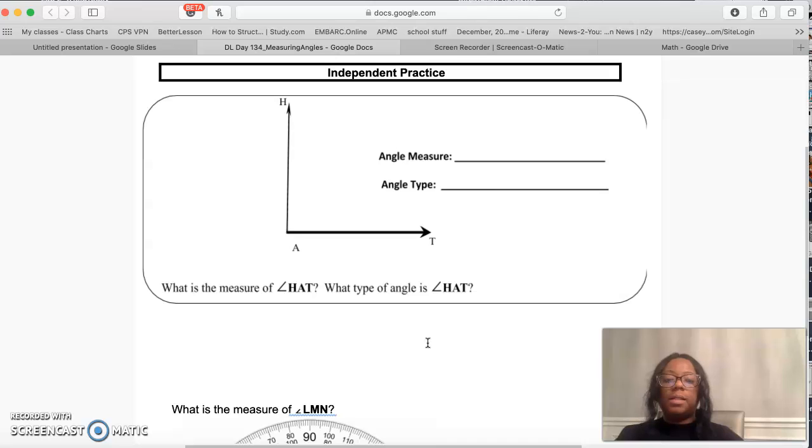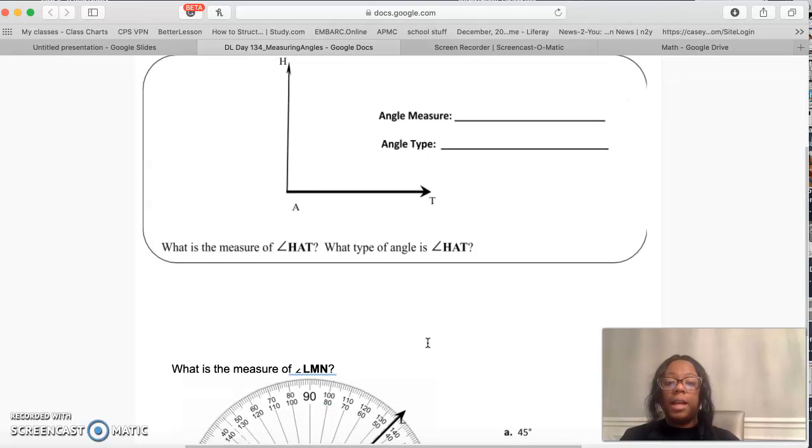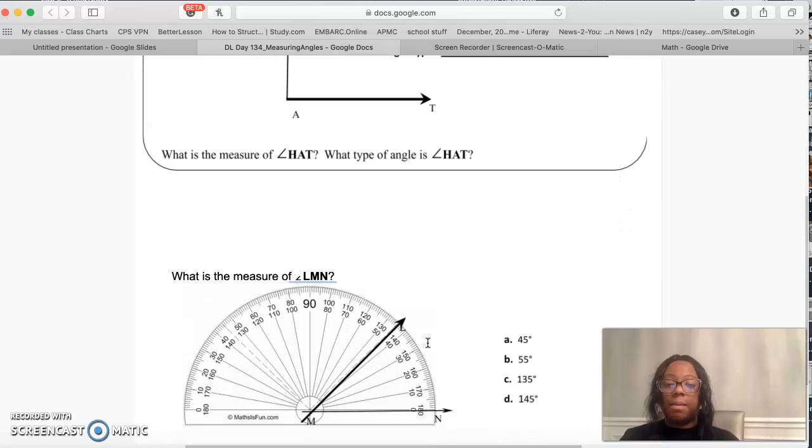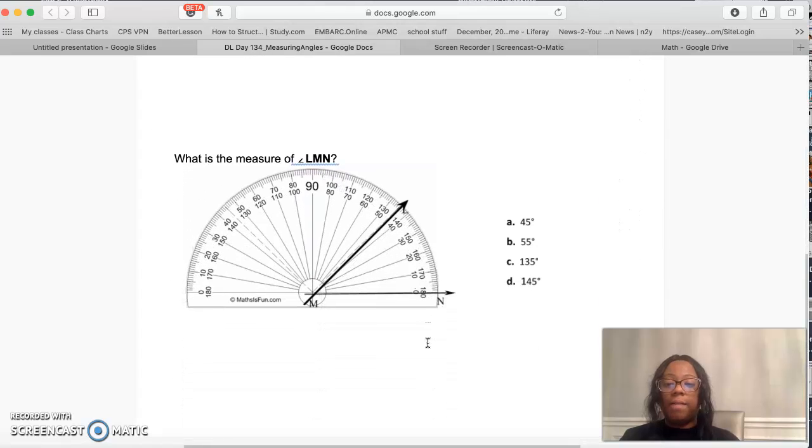Now, it's time for our independent practice. We have an angle. It looks very familiar. It's missing the square measure, but I'm sure you guys can kind of eyeball this. So make sure you write the angle measure and you write the angle type. Next, we have angle LMN. We have to make sure that we start at 0 and bring it all the way around to the measure.